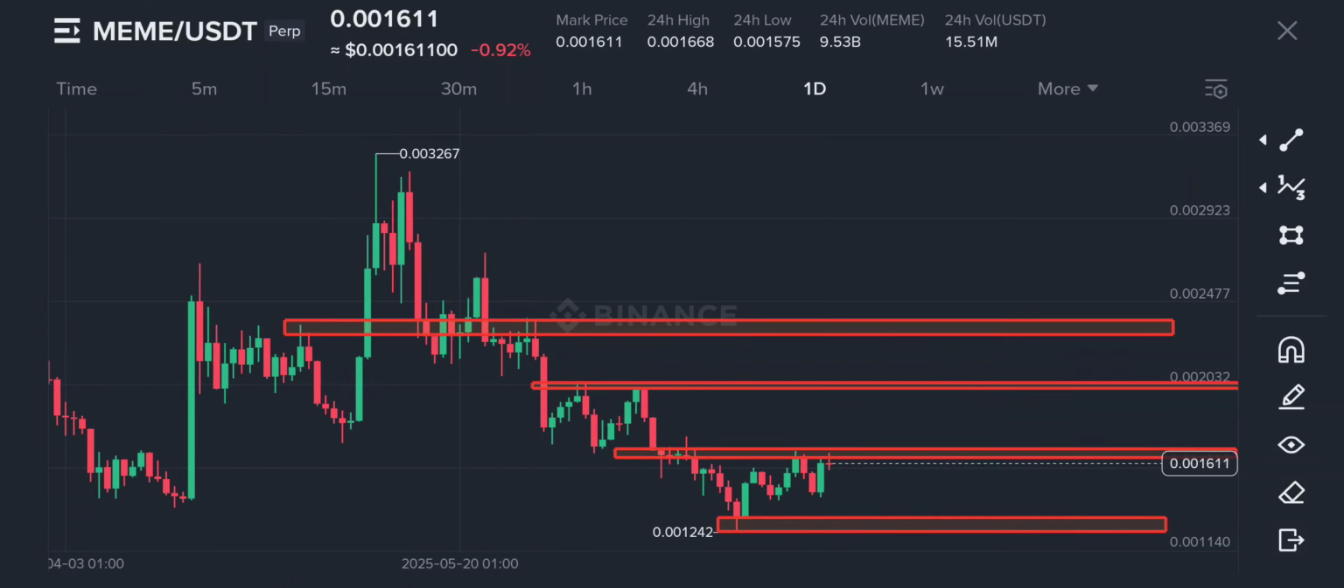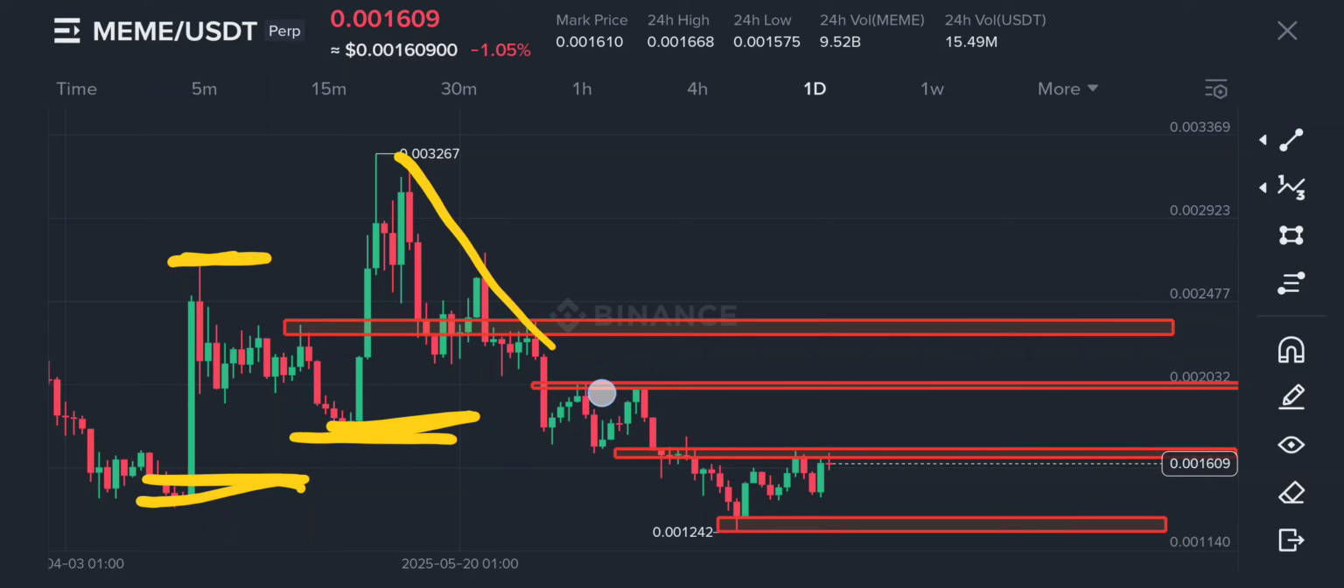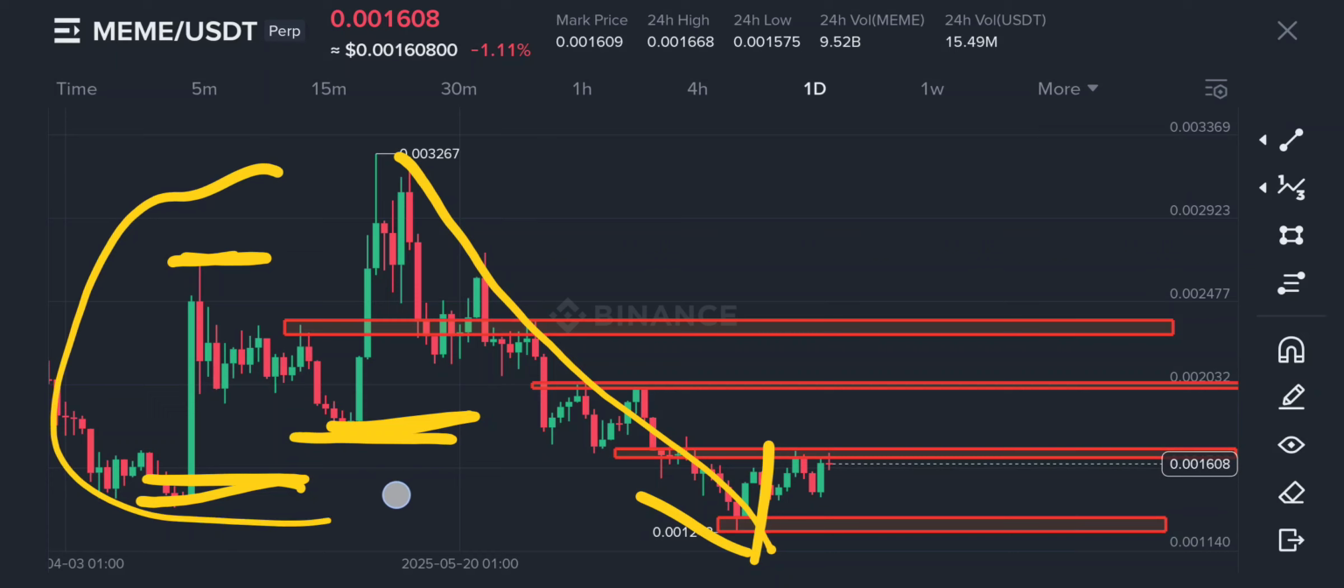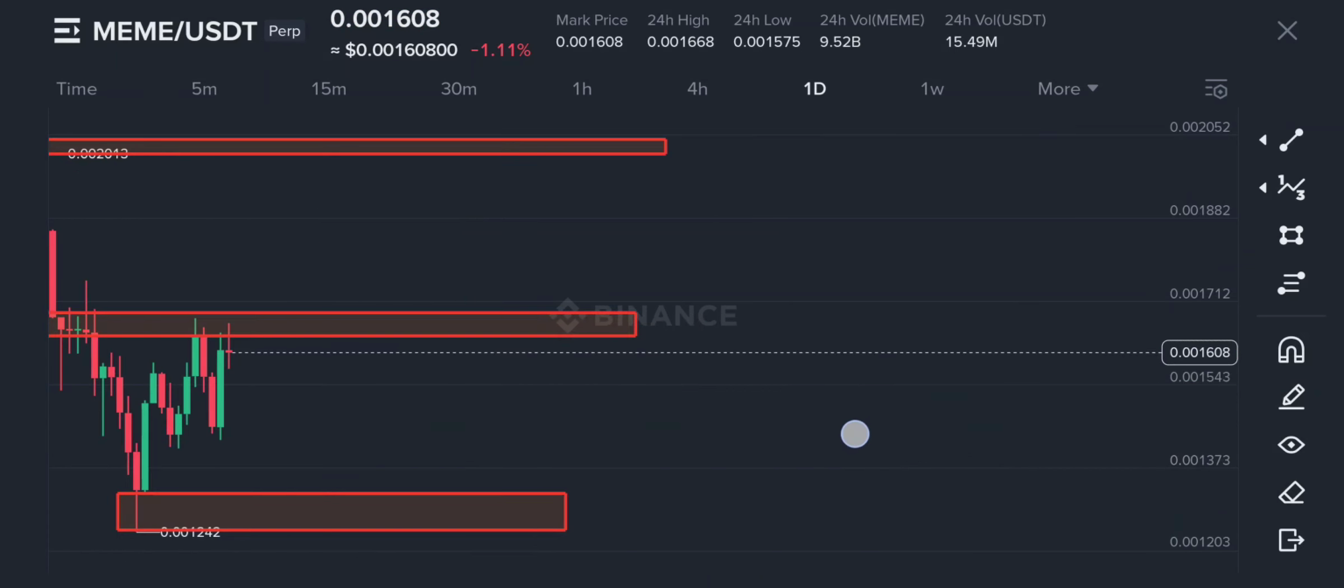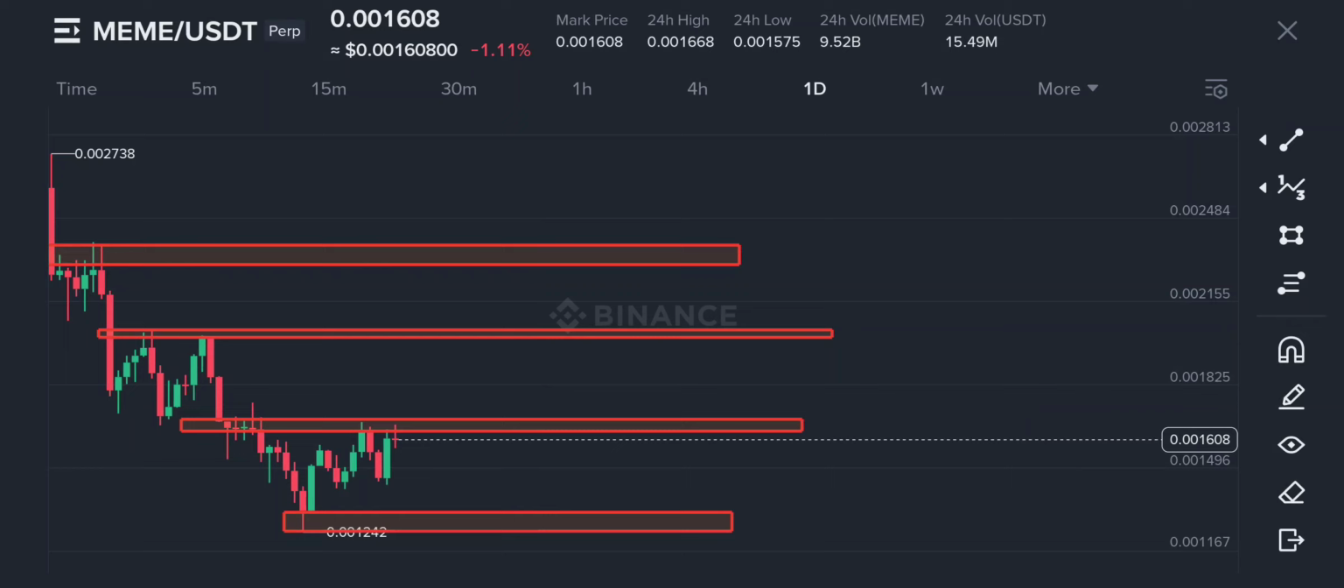I will give you an example of previous areas of interest on this chart. Something like here. This is a previous area of interest. This is a previous area of interest. This as well. But you see all these other movements down has invalidated all these places. So we are taking this in from that point of view. So let's go back to our chart on meme.